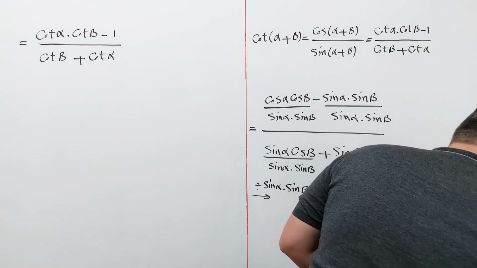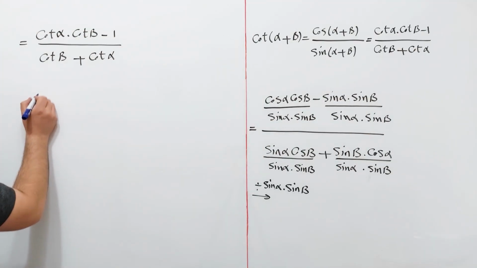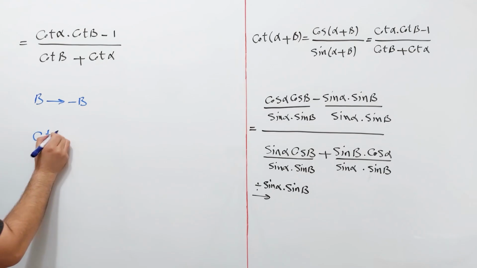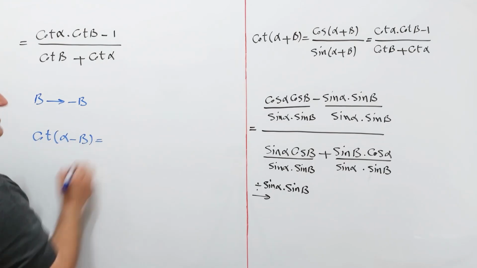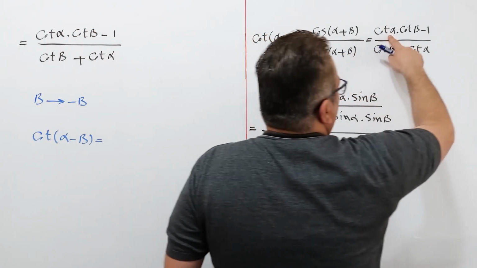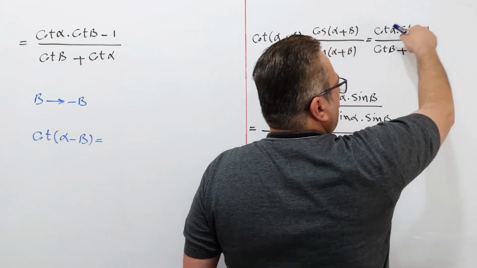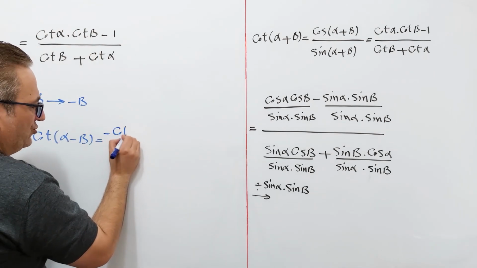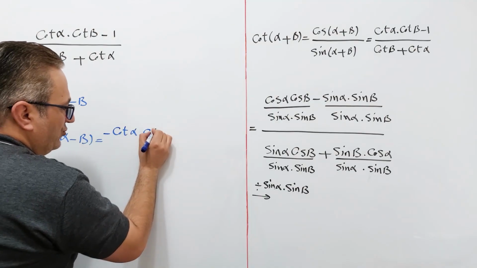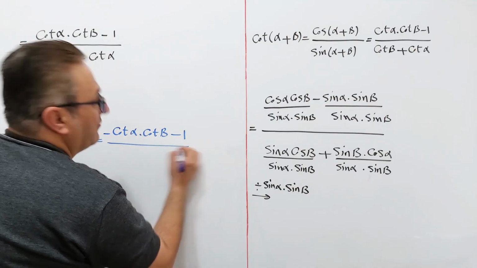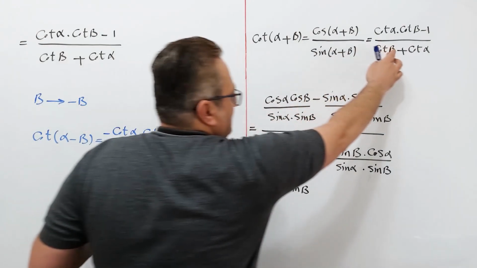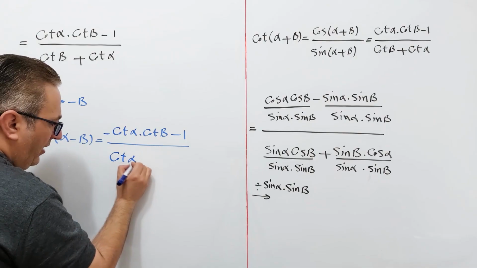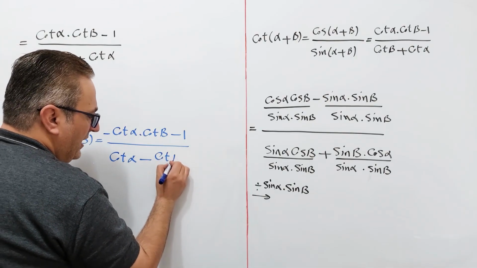And finally, if instead of beta we have minus beta, we have cotangent of alpha minus beta is equal to cotangent alpha times cotangent minus beta. Cotangent minus beta is equal to minus cotangent beta. So we have minus cotangent alpha times cotangent beta minus 1 divided by minus cotangent beta plus cotangent alpha. So we write cotangent alpha minus cotangent beta.